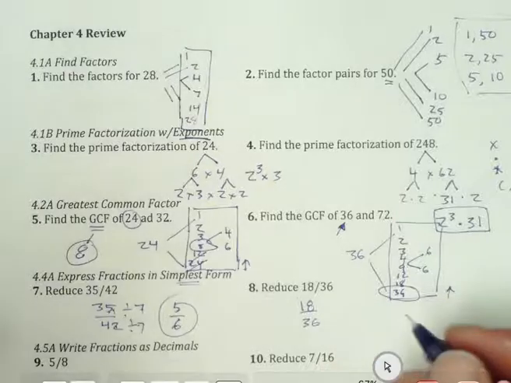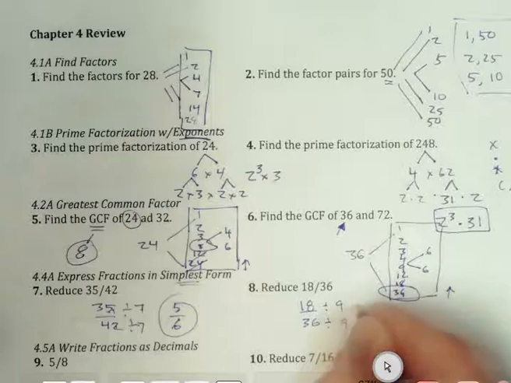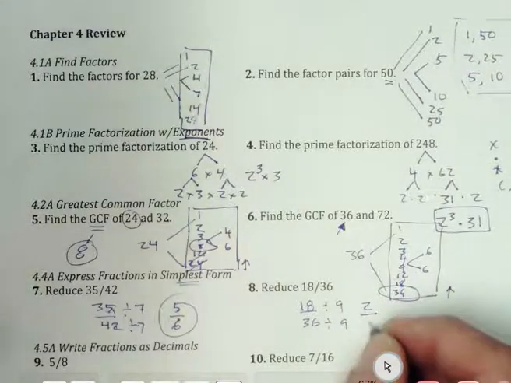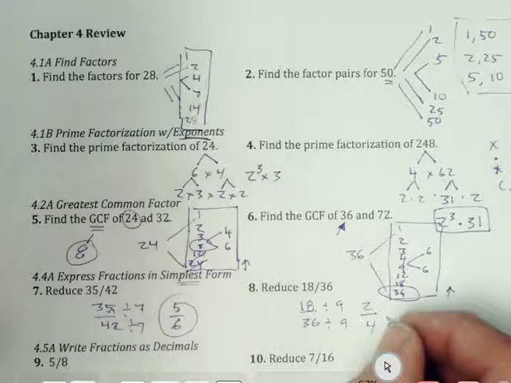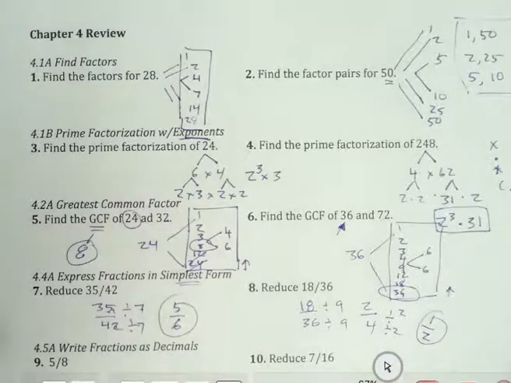I know 9 goes into both, so I'm going to divide both by 9. 18 divided by 9 is 2. 36 divided by 9 is 4. And I get a very familiar fraction here, which I can divide both of these by 2. 2 divided by 2 is 1, and 4 divided by 2 is 2. So I've got 1/2 there. All right, let's get on to 4.5a.